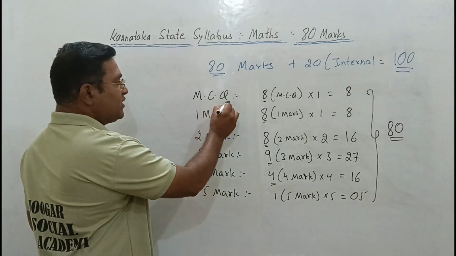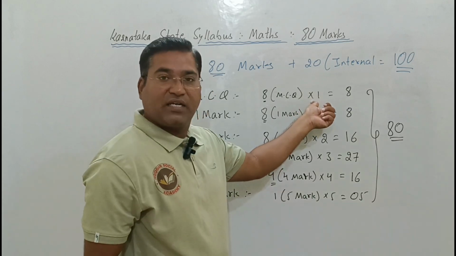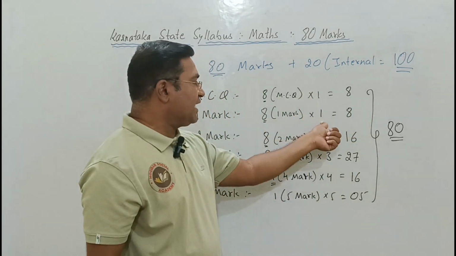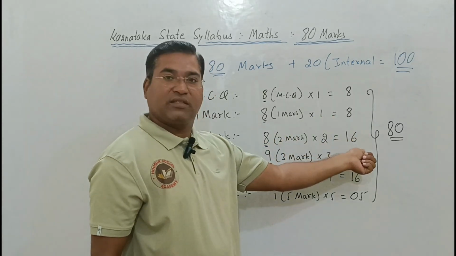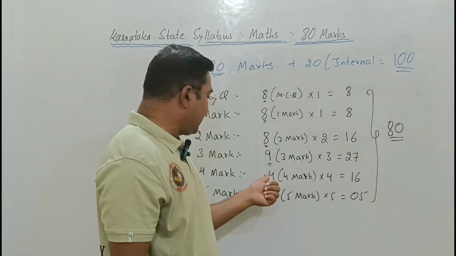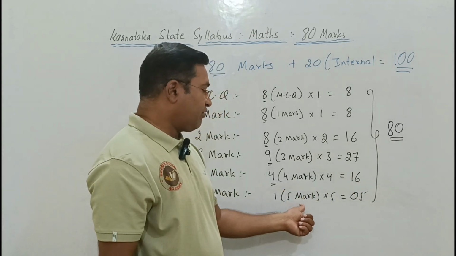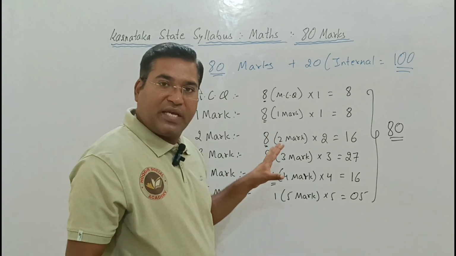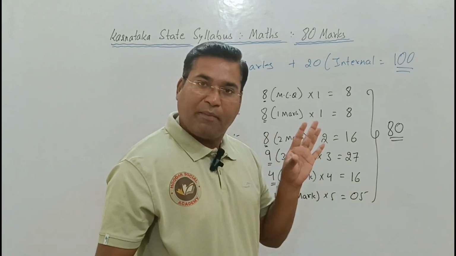The first one is what? MCQ, multiple choice questions. 8 questions will be asked, each carries 1 mark. Again 8 questions of 1 mark each. Again 8 questions for 2 marks carries 16. 9 questions for 3 marks is equal to 27. 4 questions each of 4 marks is equal to 16. 1 question for 5 marks is equal to 5. Total 80. On the basis of this, our question paper will be prepared.